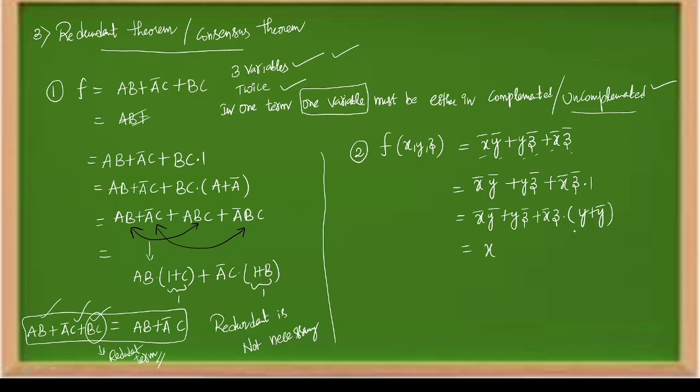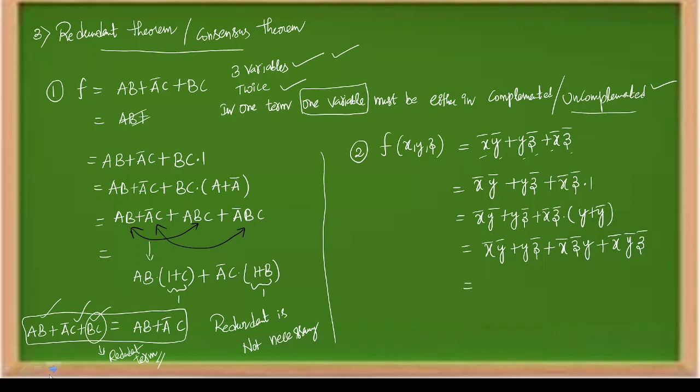Now expand the last term. You will get the first term as it is, x complement y complement. Second term as it is, y z complement. Third term is x complement z complement y. And the fourth term is x complement y complement z complement.